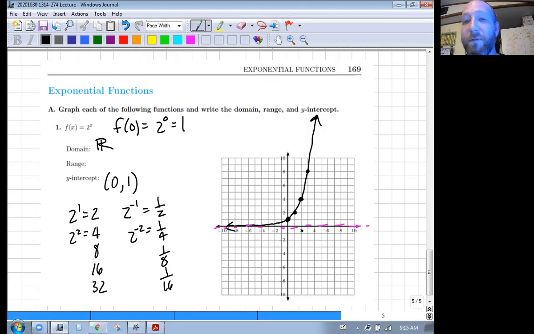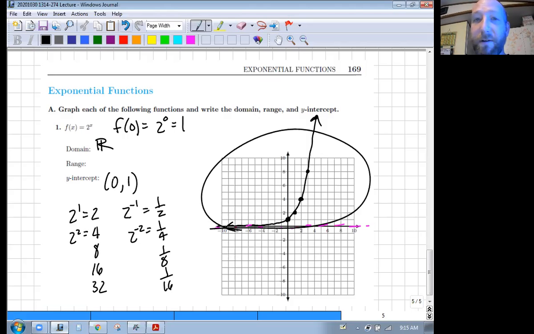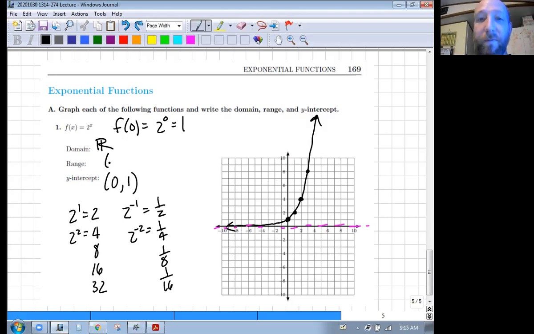The range, however, notice it's up here. There's nothing down here. So it never becomes 0. There's no number you can plug in for x where 2 to the x is going to give you 0. It's always more than 0. So you got 1 over 16, 1 over a billion. All right. 1 over 100 trillion. It just gets closer and closer to 0. So you want to have a round parenthesis here. It would be 0 to infinity because it does go infinitely far up.